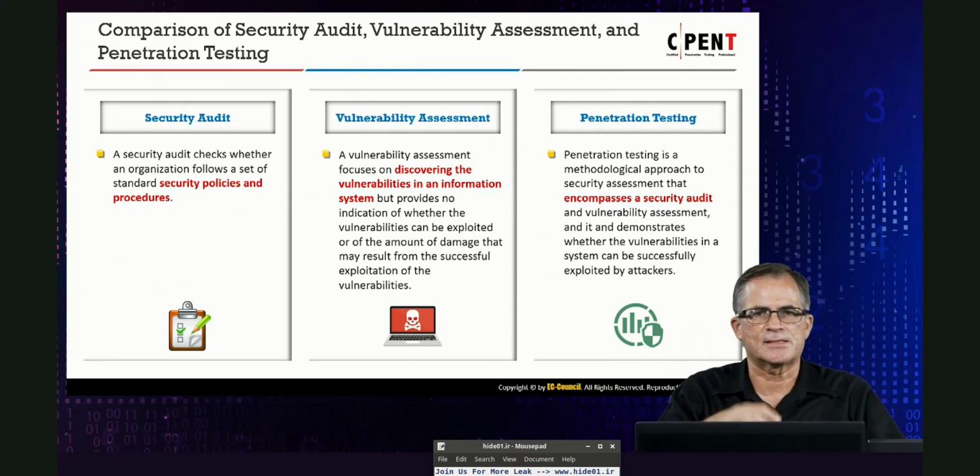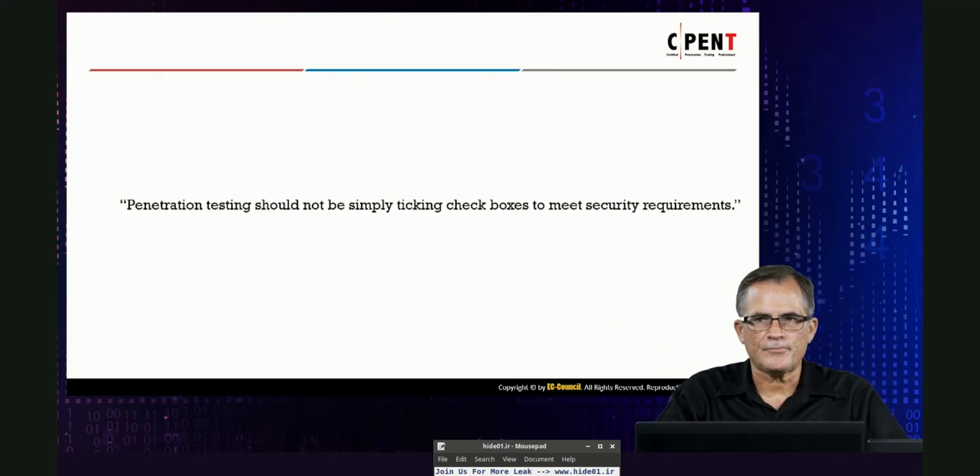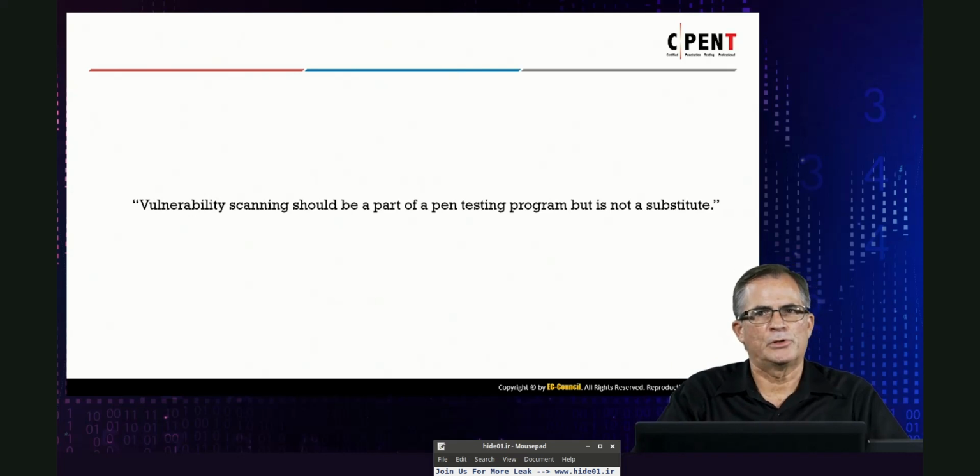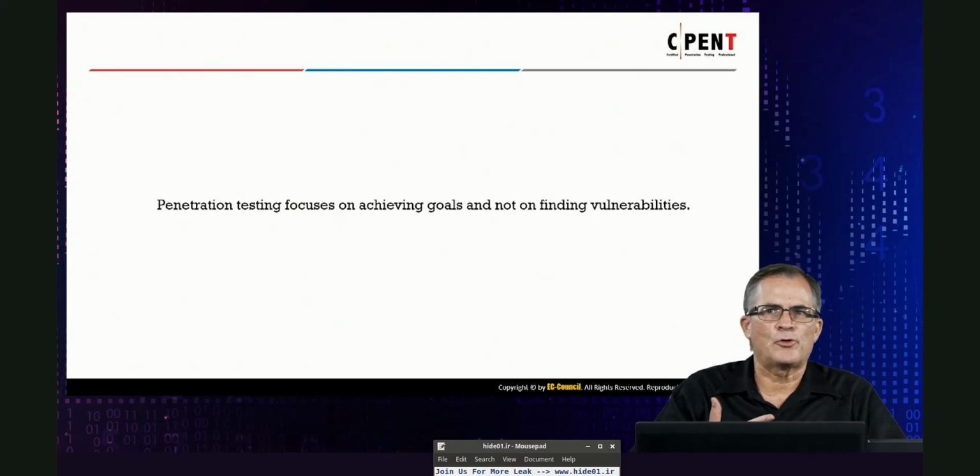And when I get access to the system, this is what I can do. It's not ticking a checkbox to meet security requirements. Penetration testing is a systematic process that you use to evaluate weaknesses and validate those weaknesses that you discover. Vulnerability scanning is a part of it, but it's not a substitute, because vulnerability scans do not validate the findings. It focuses on achieving goals, not on finding vulnerabilities. That's an important thing to understand.